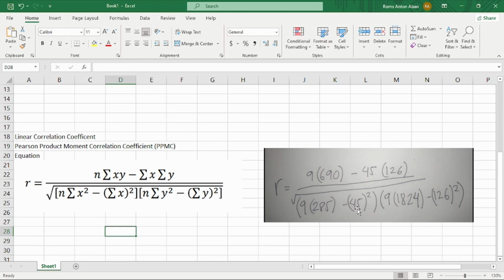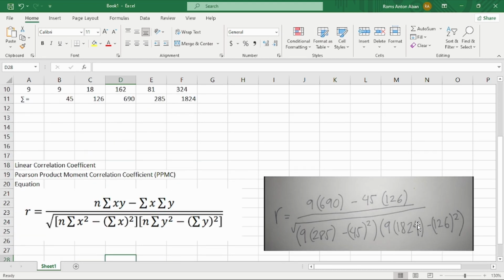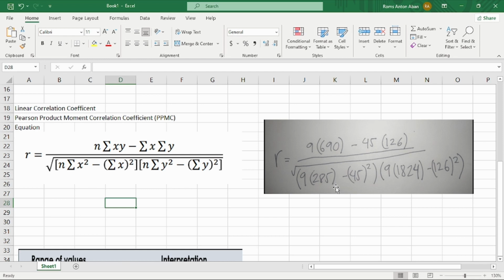Summation of x squared. Summation of y squared. To find the linear correlation, all we have to do is to calculate this number here.